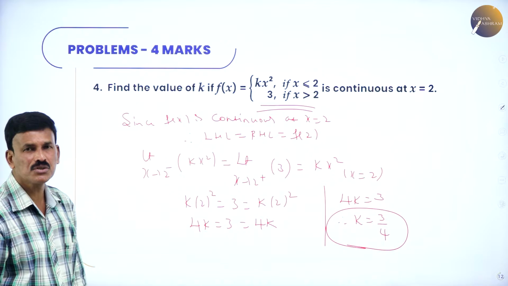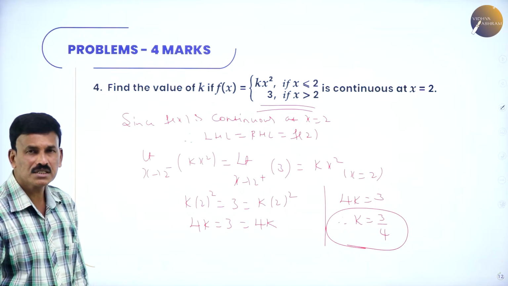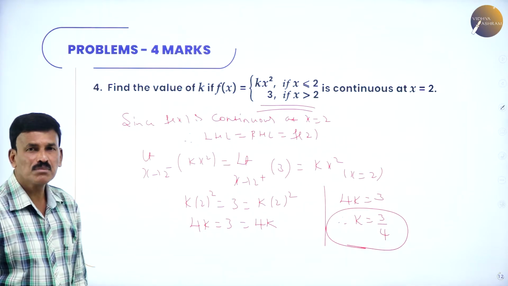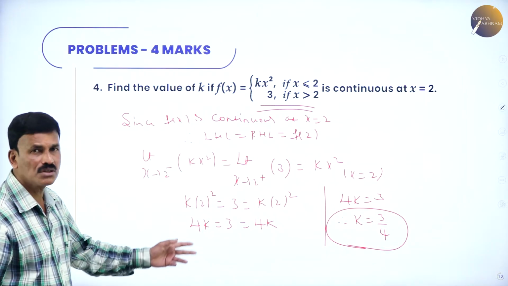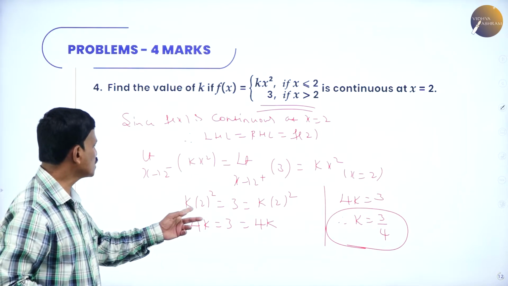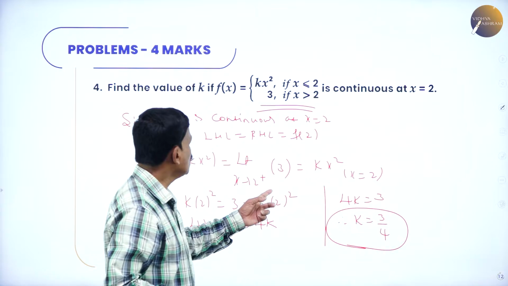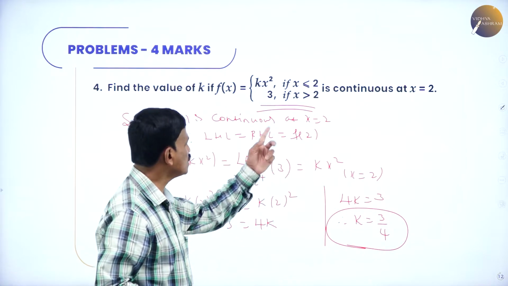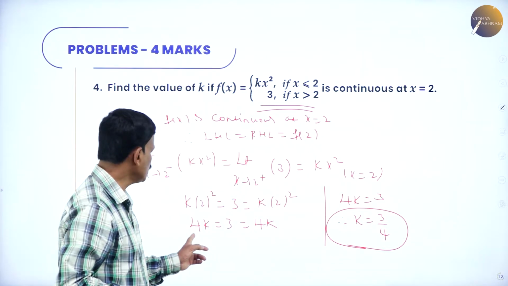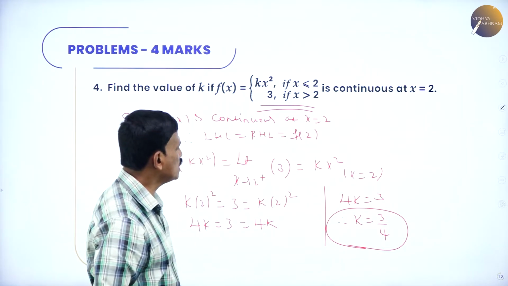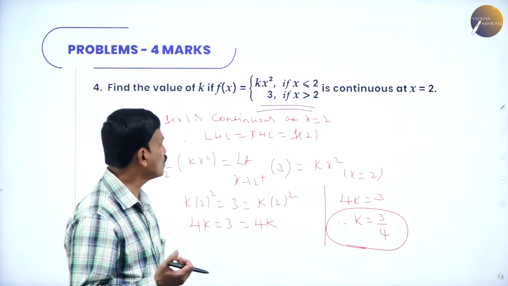So, this method also you can use. You can follow this method also. Instead of finding LHL, RHL, functional value separately, straight away put, since it is continuous, left hand limit is equal to right hand limit is equal to functional value. Left hand limit is k into x square, right hand limit, that is 3 already given, and the functional value is k into x square at x is equal to 2. So, 4k, 3 is equal to 4k, 4k is equal to 3, therefore k is equal to 3 by 4. That's it. Okay. Now, let us come to next problem.